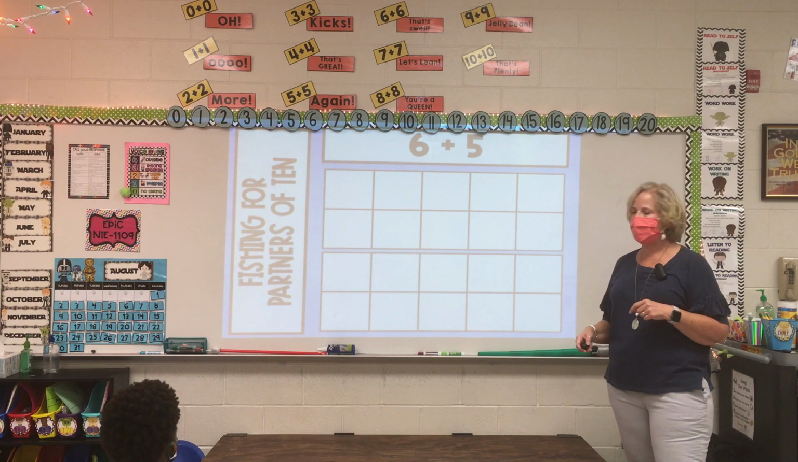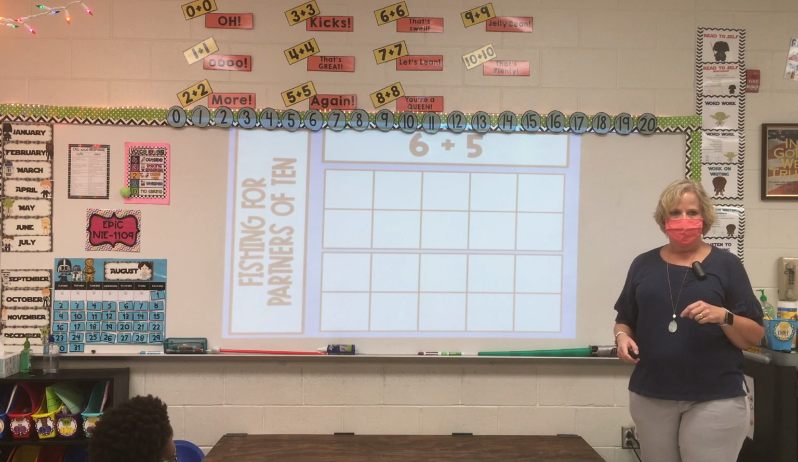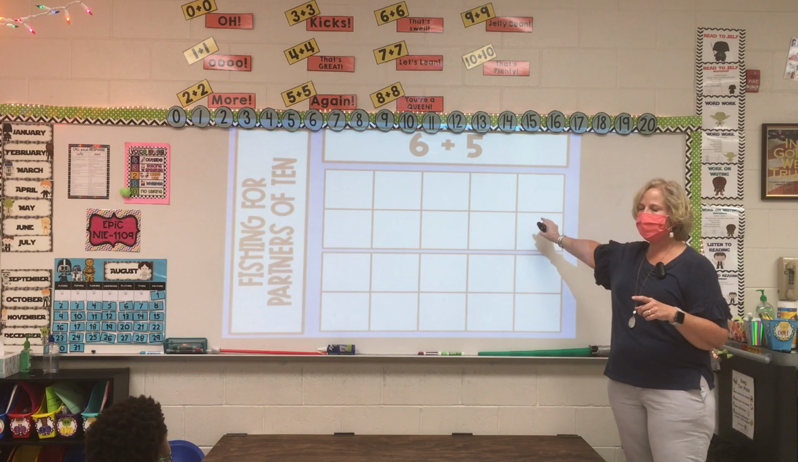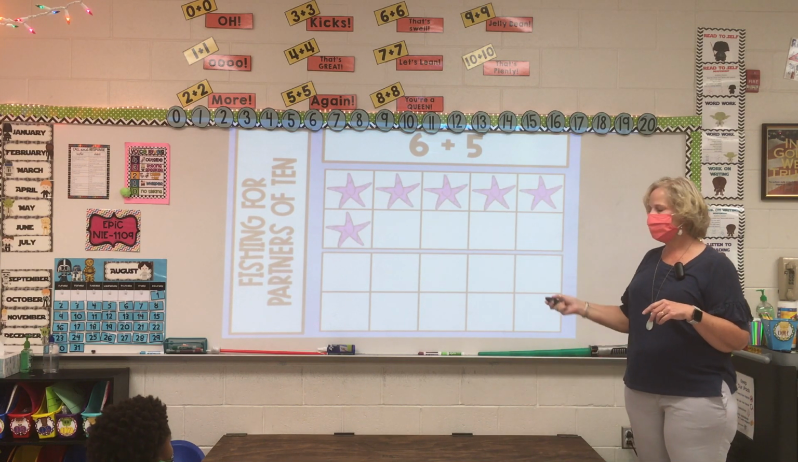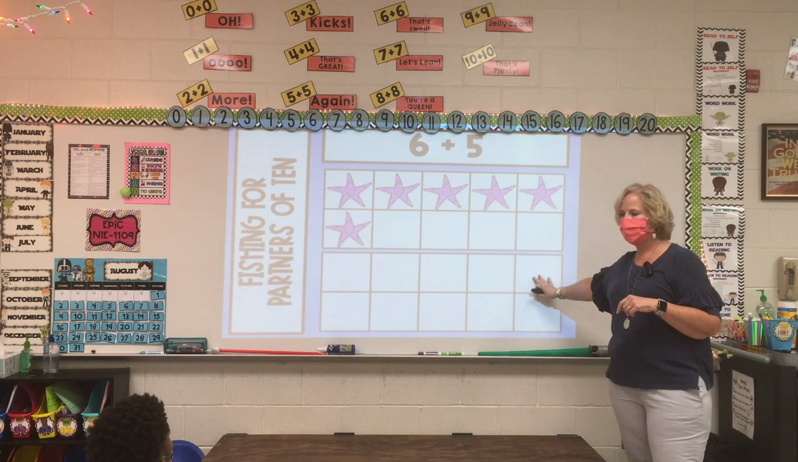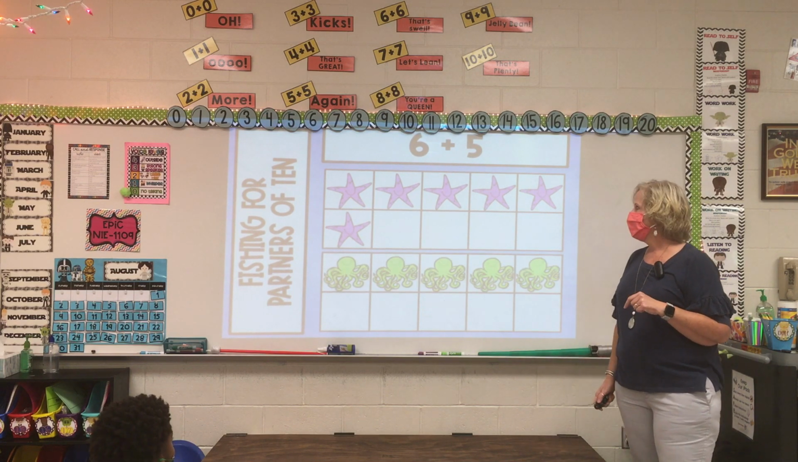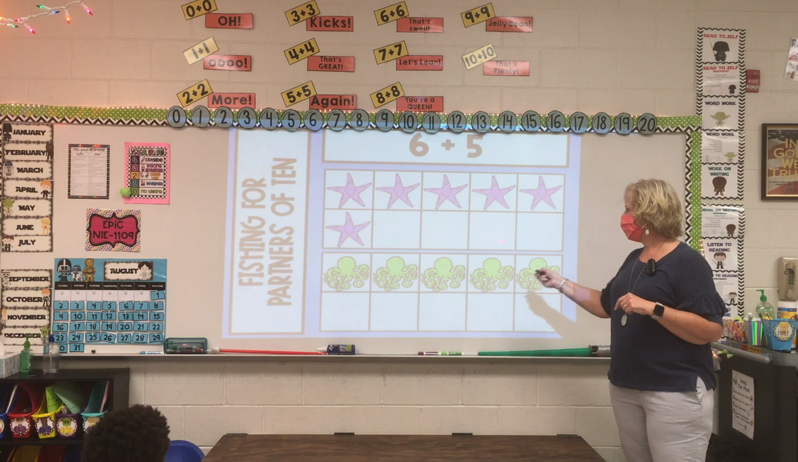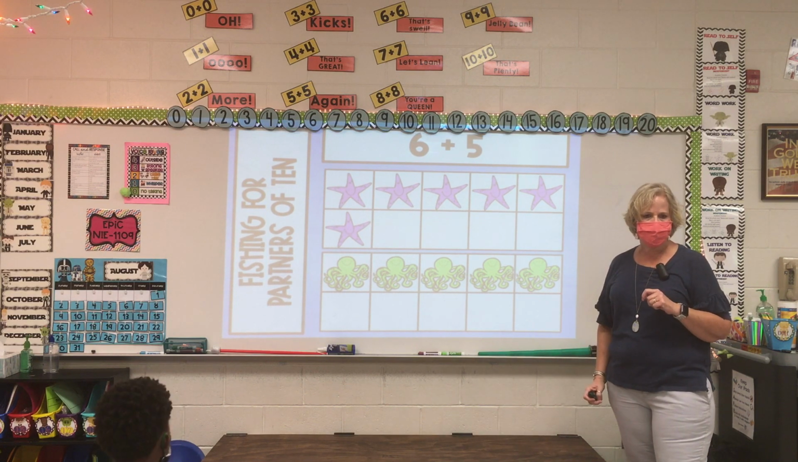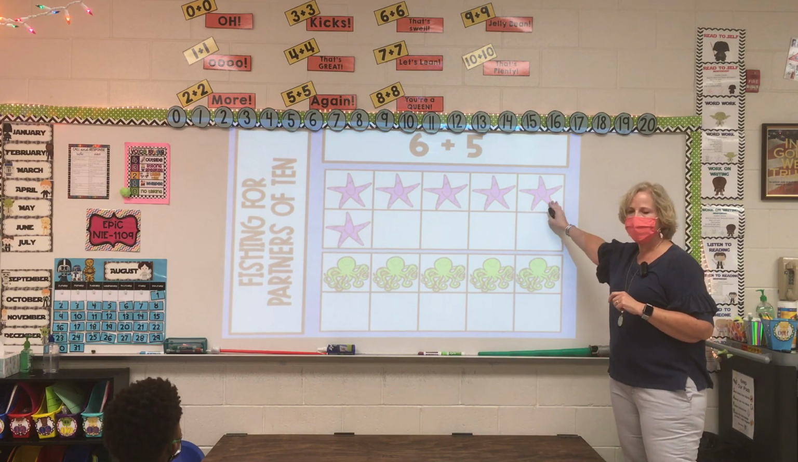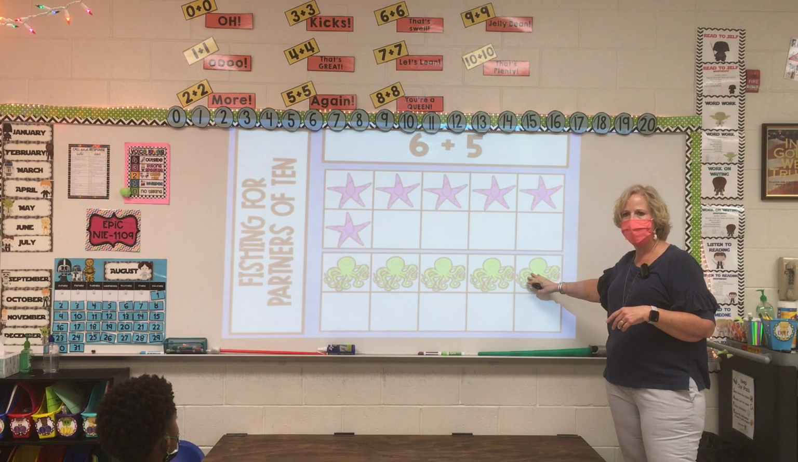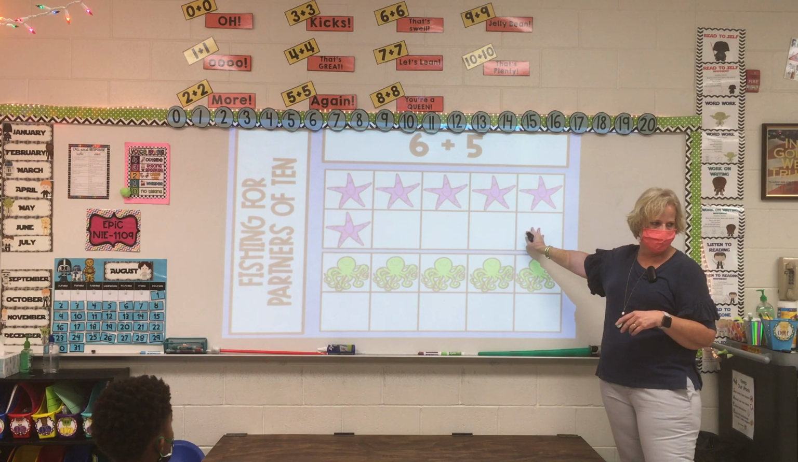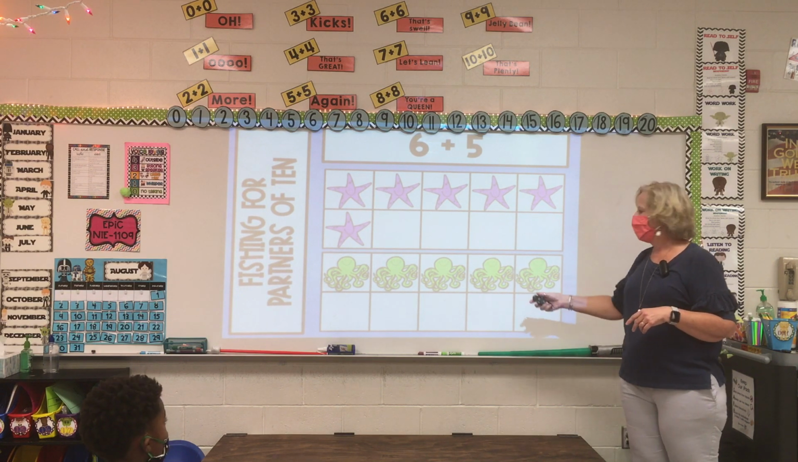6 plus 5. 11. Okay. How many are going to be in my first 10 frame? 6. So I'm going to have 6 starfish. How many are going to be in my second one? 5. Good. How many do I need to move up to complete my 10 frame? So my partner to 10 for 6 is 4. I have 6 starfish. I need 4 octopus to make my 10 frame, right? Do you see that? All right, good.